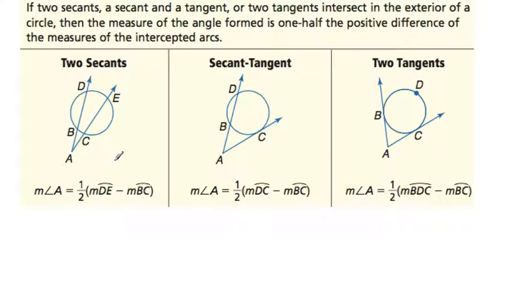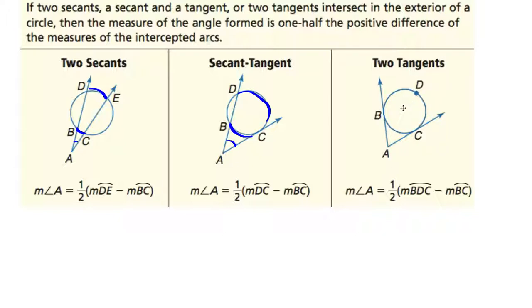In the case where you have two secant lines, the angle formed by the two secants is 1/2 the difference of the intercepted arcs. So the intercepted arcs would be DE minus BC. Or if you have a secant intercepting with a tangent, it's going to be 1/2 of DC minus BC. So notice that with two secants or a secant and a tangent, it's the same difference, right? You're subtracting the far arc minus the close arc.